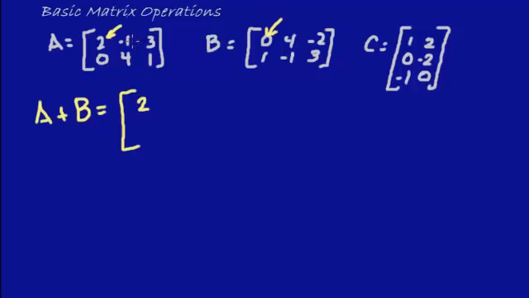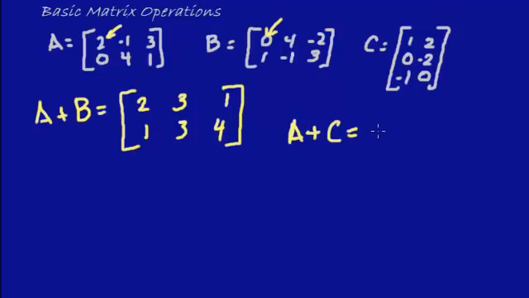Next, I'll add my negative 1 and 4. That's going to be a 3. Then I'll add 3 and negative 2. That's a 1. Then I'm going to add 0 and 1. I'll add 4 and negative 1. That's a 3. And I'll add 1 and 3, and that's a 4. Next, I'd like to add A plus C. And that one's pretty easy to do because the sizes are a mismatch, and I can't do it.